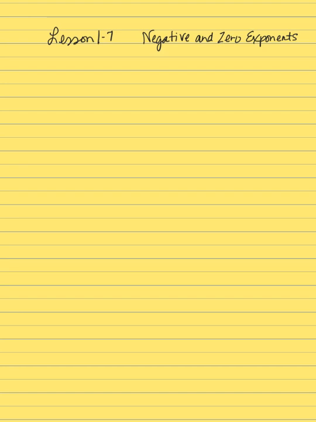Lesson 1-7, negative and zero exponents. So we're going to take what we learned in the last lesson and continue a little bit further with what can happen when sometimes you get answers that are negative or zero exponents and what you should do. The first thing I want to show you is something called the zero exponent property.